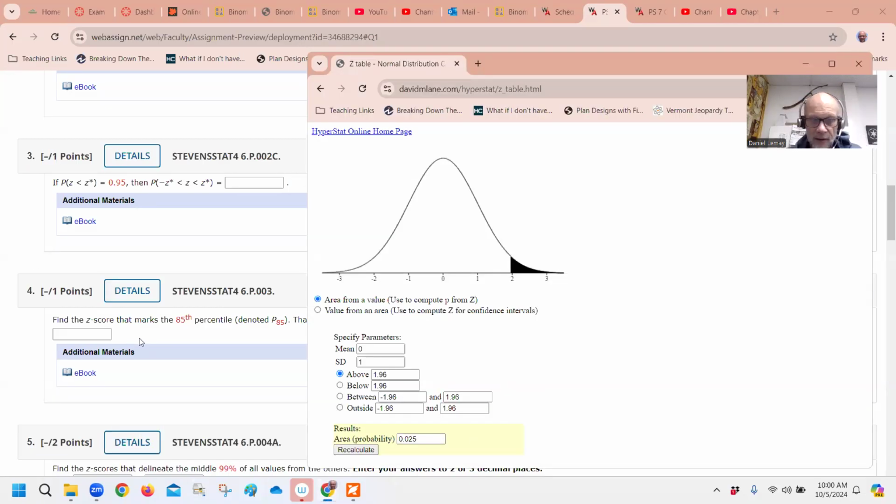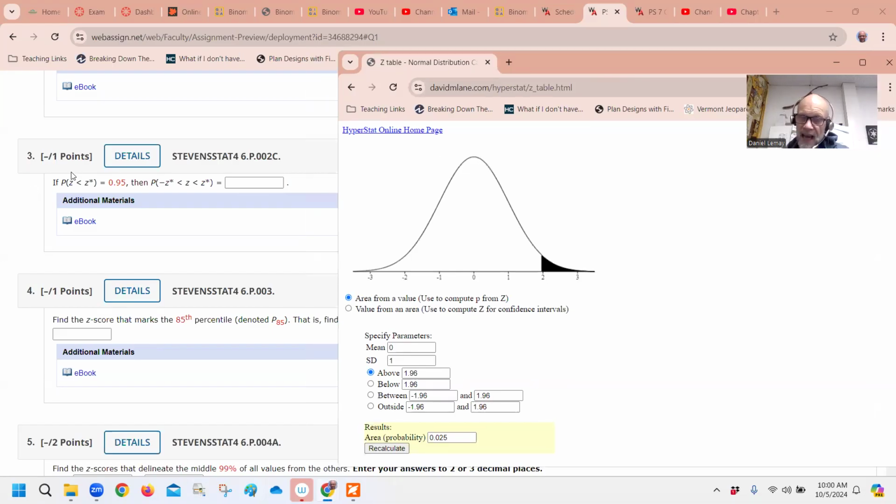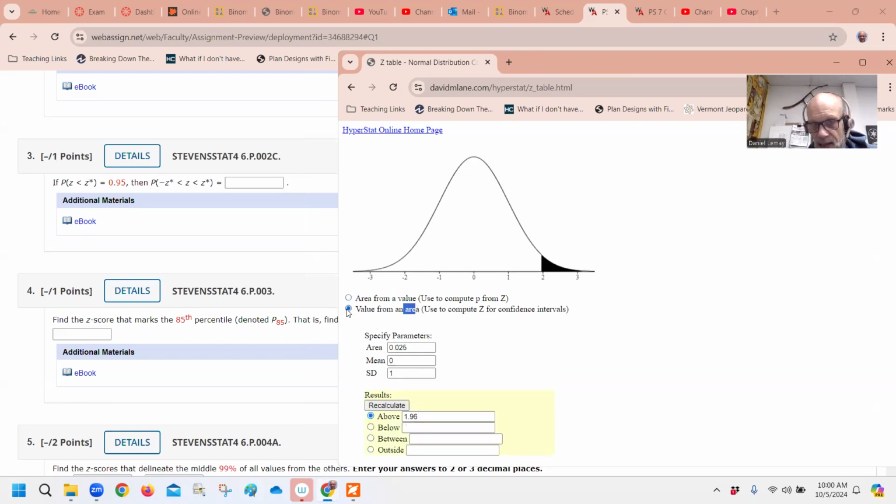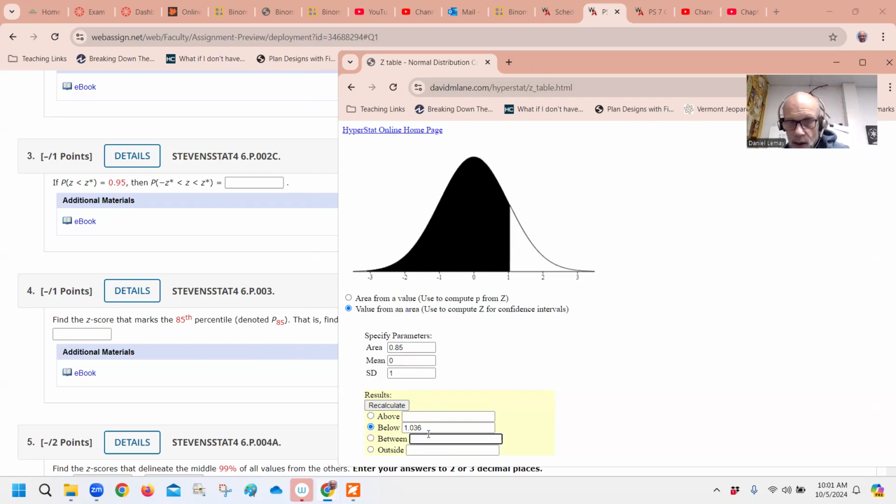So the 85%. What you can use this calculator for, now, what's different is all these problems we looked at so far gave you a z-score or pretty much gave you a z-score. This one, they're telling me a percentile. So that's one of these shaded areas. Because we don't want a probability, which is an area, we want a value from an area, so we choose that selection. Then they ask for the probability where we're looking for the 85th percentile. So the area is 0.85 and we want to go below it. There we go. So that's the z-score at the 85th percentile.